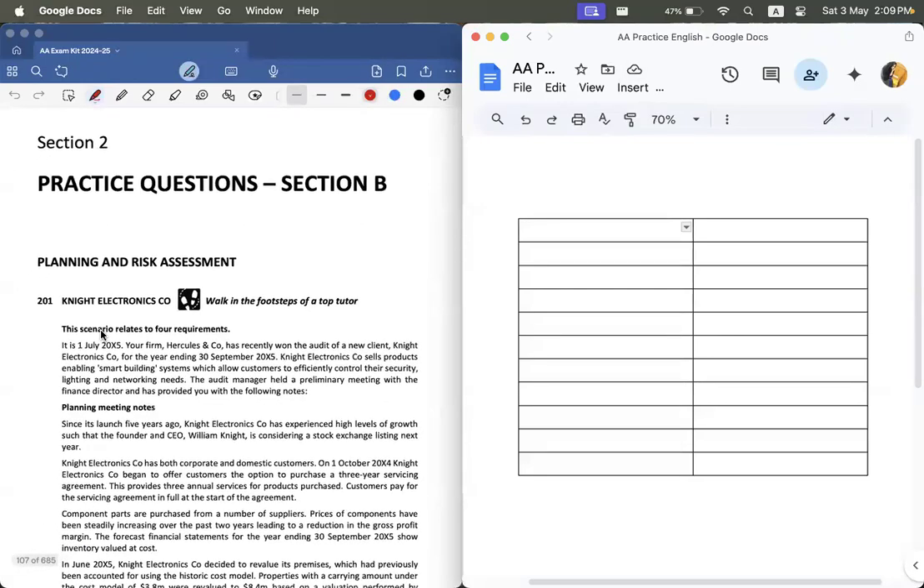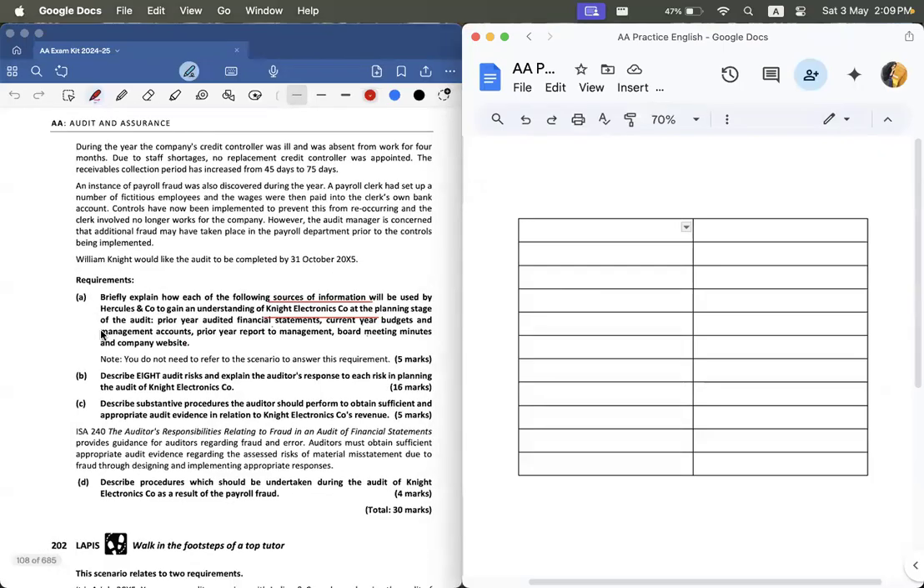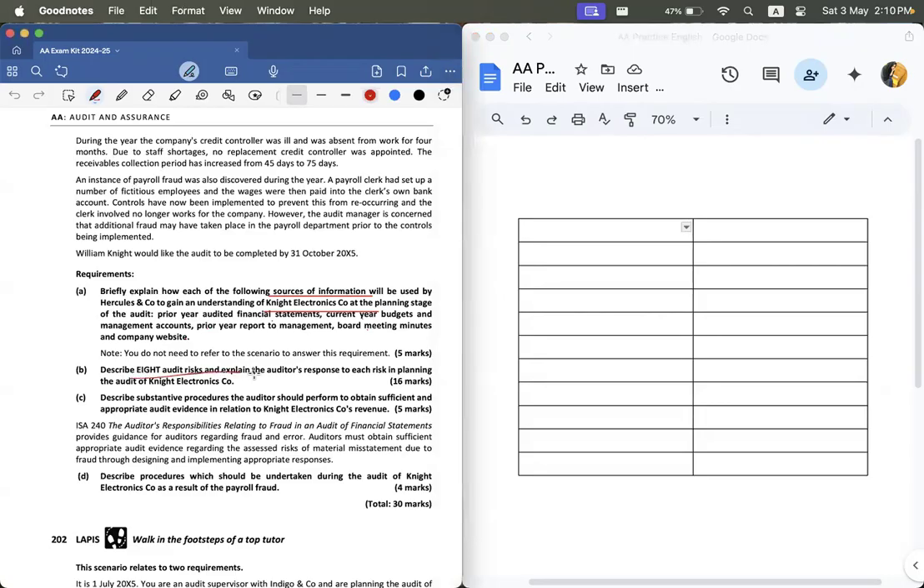Going to do question number 201, Night Electronics. In that question, part A has already been told to you. Question C is procedures, which is towards the 10th chapter. And question B is our part, that is 8 audit risks and explain the auditor's response.